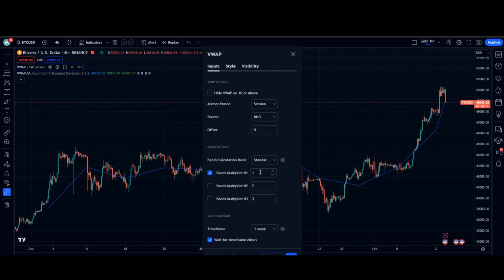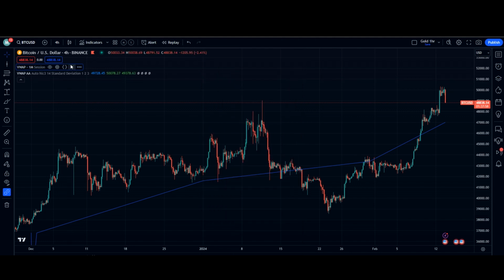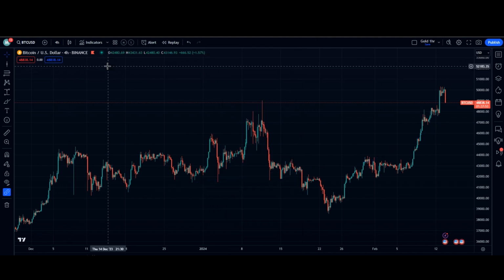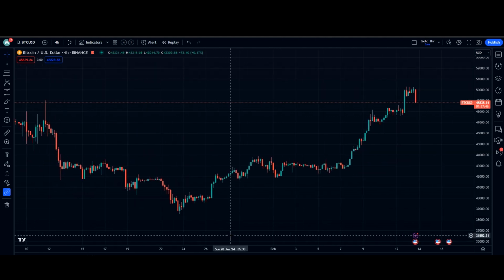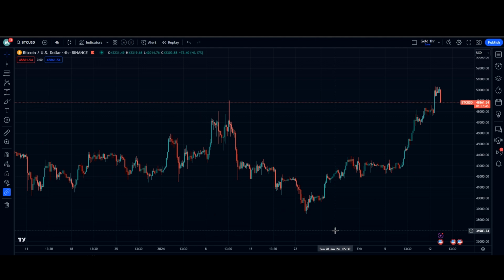So we can change the band multiplier to 2 or something. It will automatically adjust accordingly. Or look at the monthly VWAP, it would be a different dynamic altogether. In any case, it's a good indicator to follow, and something to always be keeping track of as well. Let me know if there is anything else, and I'll get back to you on that.